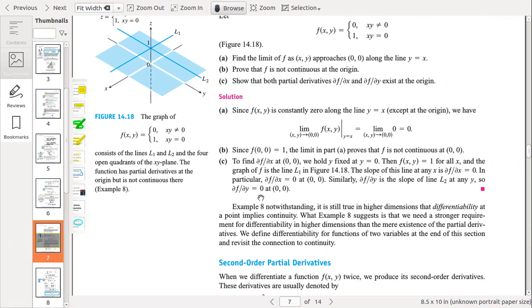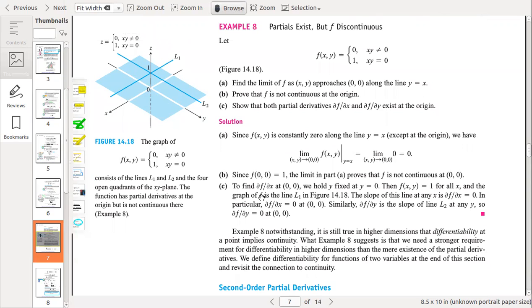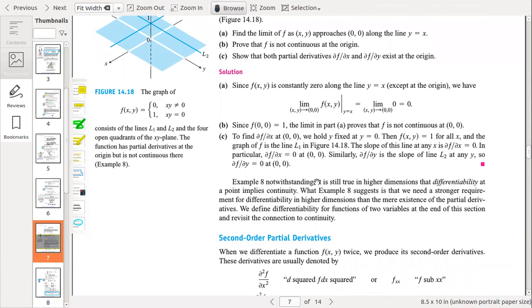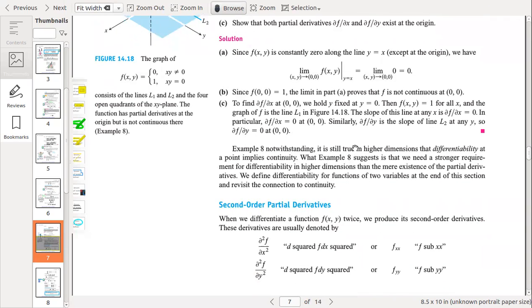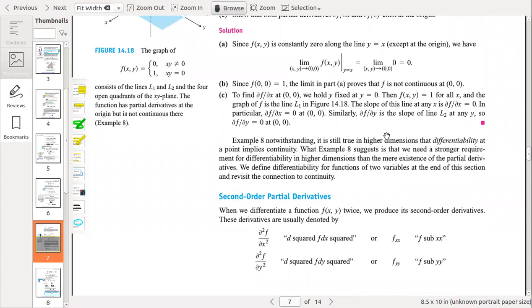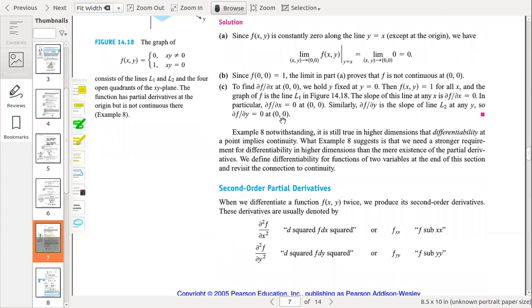And the graph of f is the line L1 in the figure. The slope of this line at any x is partial f over partial x equal to 0. In particular, partial f over partial x is equal to 0 at (0, 0). Similarly, partial f over partial y is the slope of the line. So partial f over partial y is equal to 0.